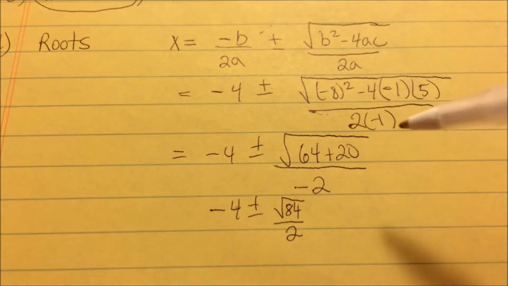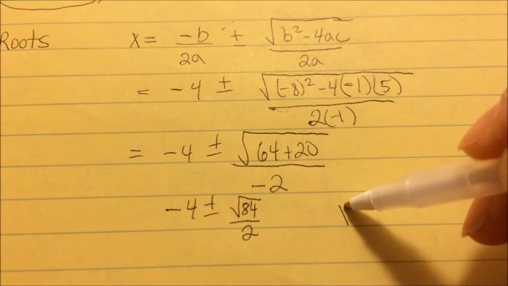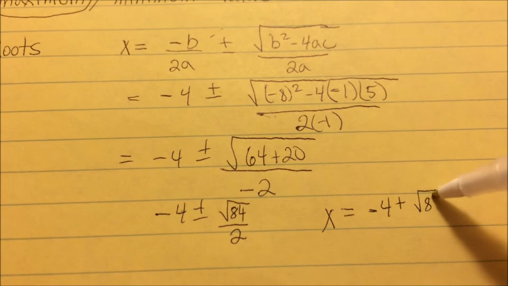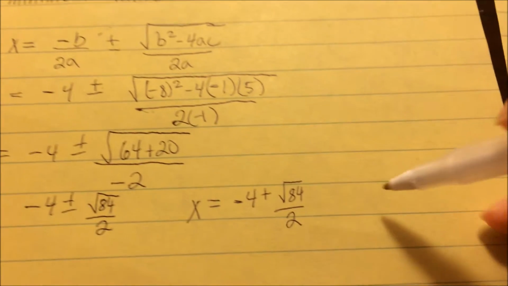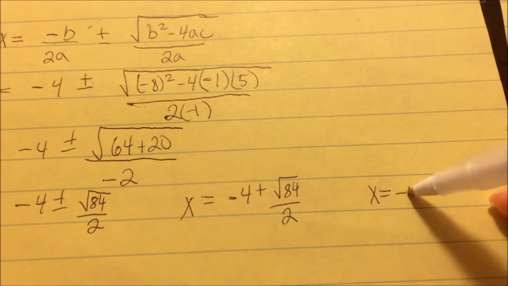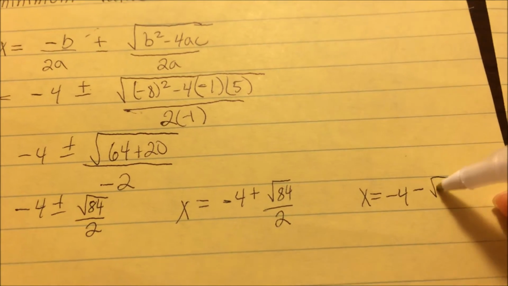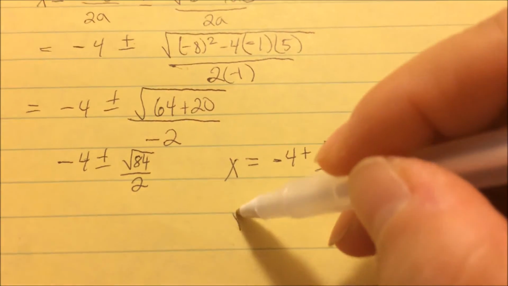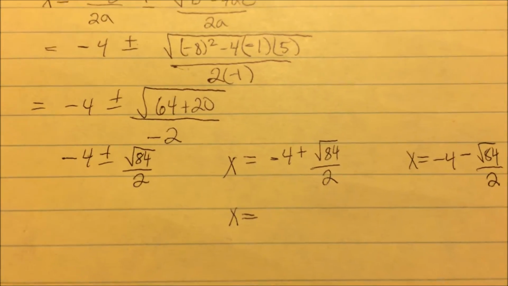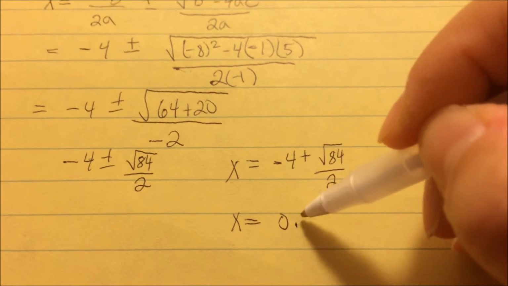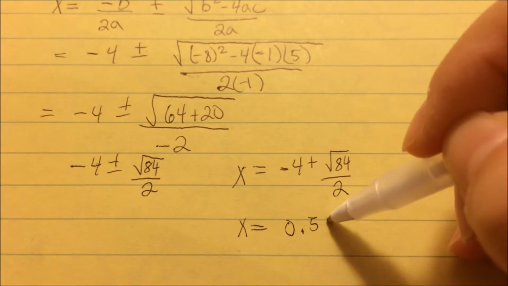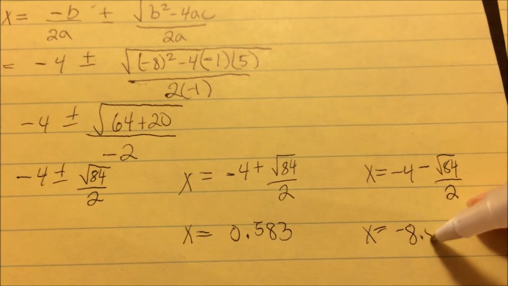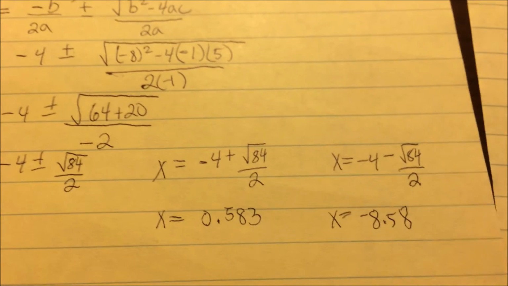And again, from here, you just put it into your scientific calculator, and you're going to split the problem up. One of the problems is going to be negative 4 plus the square root of 84 divided by 2. And then the other problem will be x is equal to negative 4 minus the square root of 84, right, over 2. And so from here, it should give us the same roots. So it should give us x is equal to, and then one of them should be 0.583. And then the other one should be x is equal to negative 8.58. Okay, so those are the roots now.